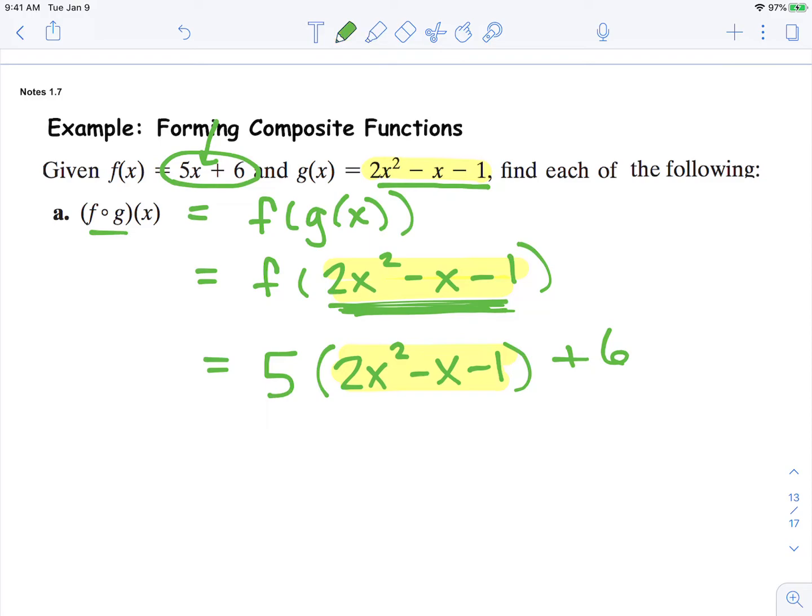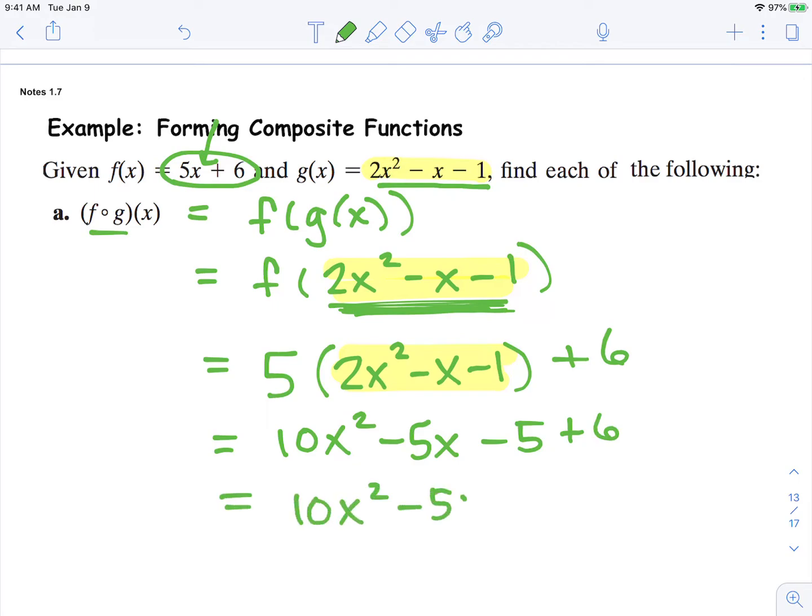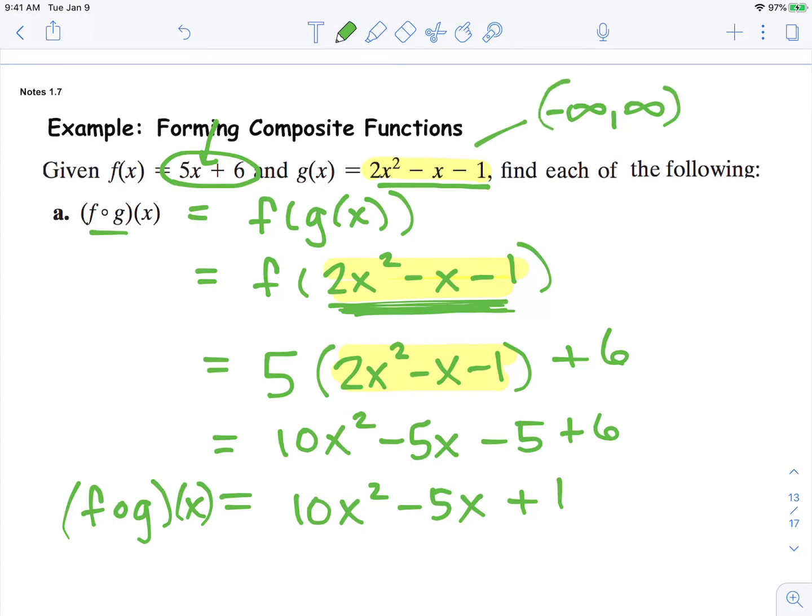Now we simplify it. We're going to distribute the 5 into the parentheses and then drop the parentheses. And then we're going to combine like terms. This is a new function. It is still a quadratic function. There are no domain restrictions for the g of x function, and there are no domain restrictions for the f of x function. So the domain of this function is all real numbers.